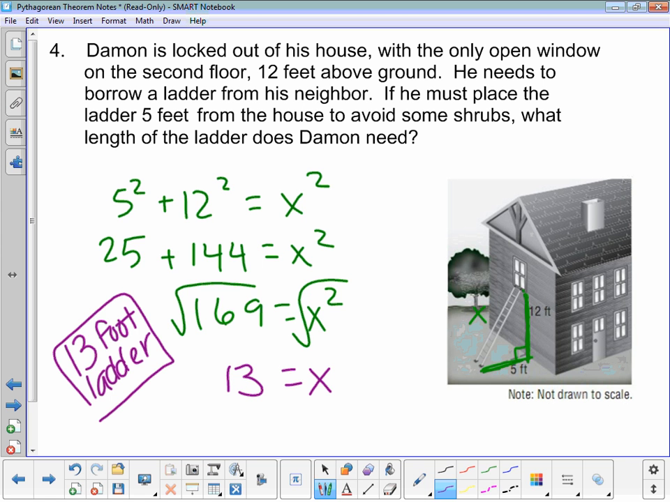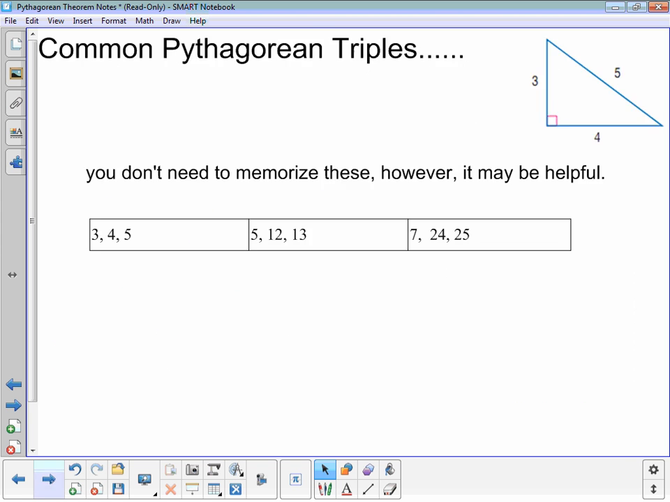Okay. Now let's talk about some common Pythagorean triples at the bottom. You can see that 3, 4, 5; 5, 12, 13; and 7, 24, 25 are common Pythagorean triples. What we know about these is that any multiple of these will also be Pythagorean triples. For example, I can multiply these by 2 and I get 6, 8, 10. That will also be a Pythagorean triple, meaning those 3 side lengths make a right triangle.